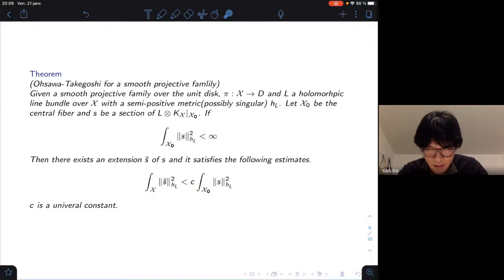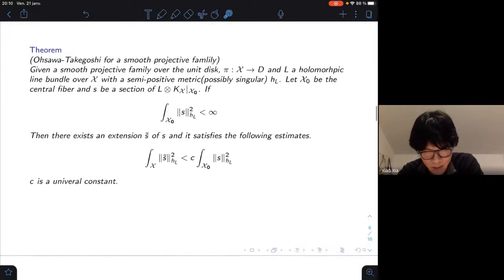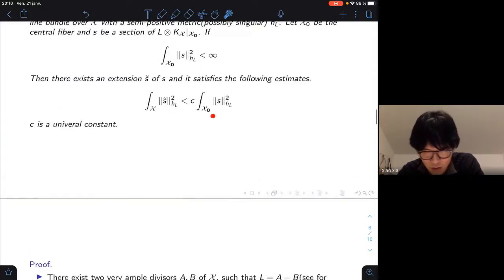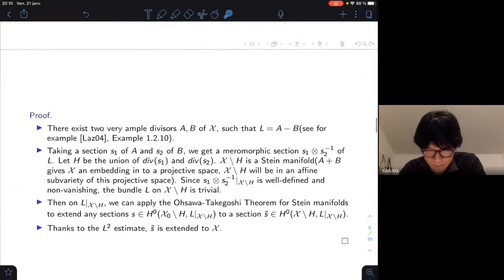All right, and this theorem is first proved for Stein manifolds, and I'm going to give a proof of this theorem assuming the theorem for Stein manifolds. And in this proof, you can see why the projectivity is necessary. So I believe this theorem in general cannot be true for any Kähler manifold, because the proof uses projectivity in an essential way. Okay, so I assume this theorem for Stein manifolds.